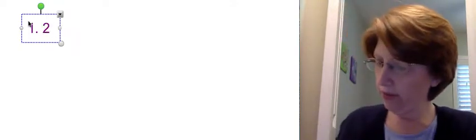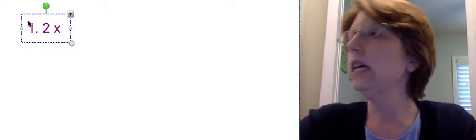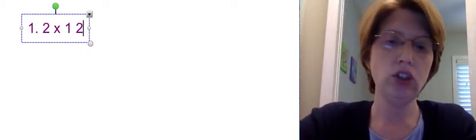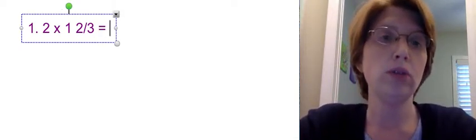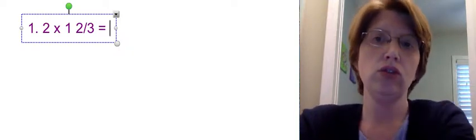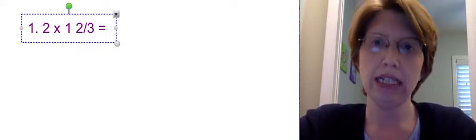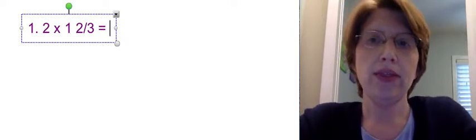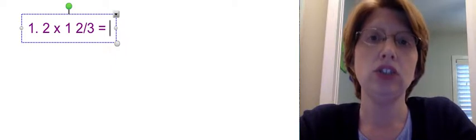Okay? Number 1. They're just giving you right now whole numbers to practice with. So 2 times 1 and 2/3. Now, here's the tricky part with them giving you whole numbers to practice with. This is what I was saying. You're going to think you can do 2 times 1. No, you cannot do that. You have to change this mixed number first. It has to be changed, okay?